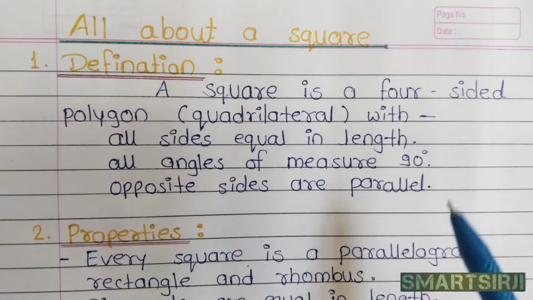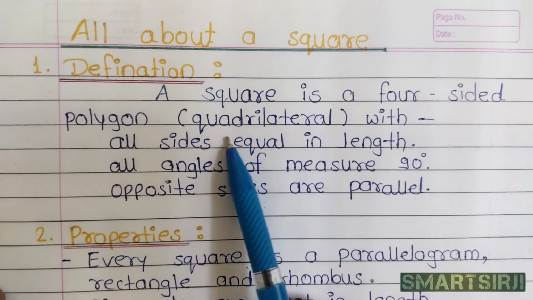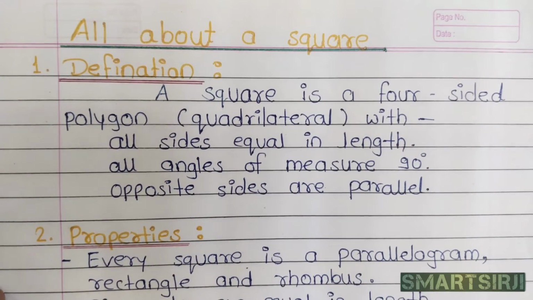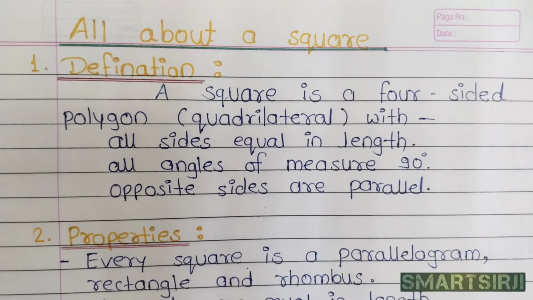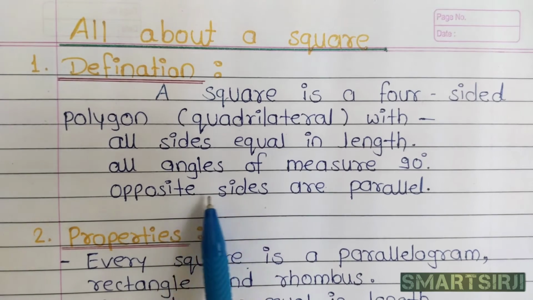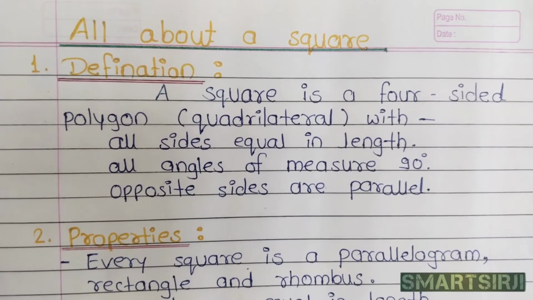So a square has four sides. It is a polygon that is a quadrilateral, meaning having four sides. Here all sides are of equal length, meaning the same size. Suppose one side is 5 centimeters, then all sides will be 5 centimeters. All angles are of measure 90 degrees. Each angle is a right angle, and opposite sides are also parallel in this.